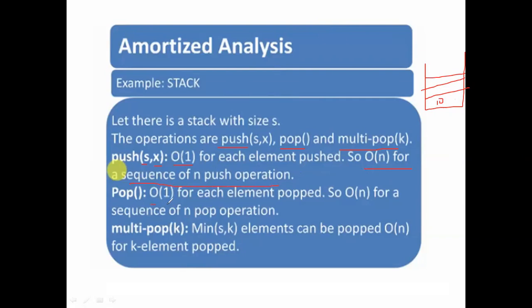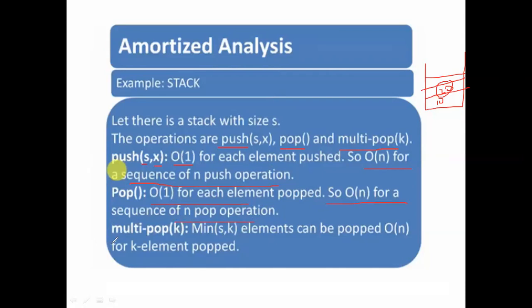Similarly, in the same manner, if you want to pop, for one element we have to perform only one operation at a time. If you want to pop the element, the topmost element of the stack will be removed first. So only one element is removed, and the complexity is big O of 1. For n pop operations, we use big O of n, for a sequence of n pop operations.